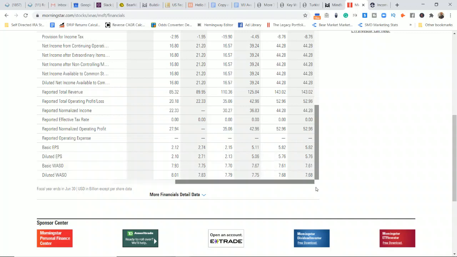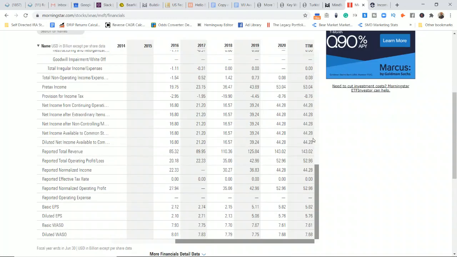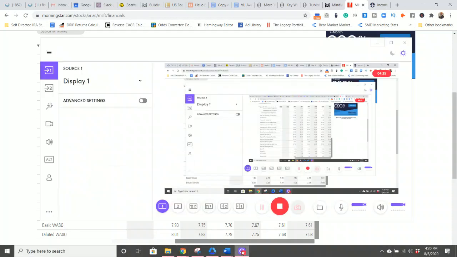So the only things I really pay attention to on the income statement, again, are revenue, operating profit, and share count. That's it. So this video is going to be short and sweet. The reason I only look at those three things on the income statement is because I care more about the balance sheet and the cash flow statement. Let me bring you back here to my screen.